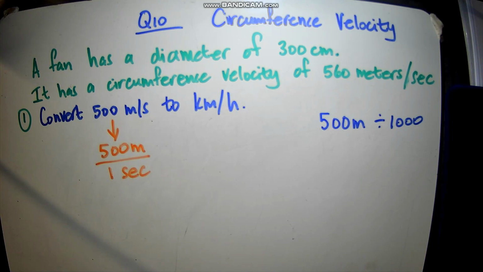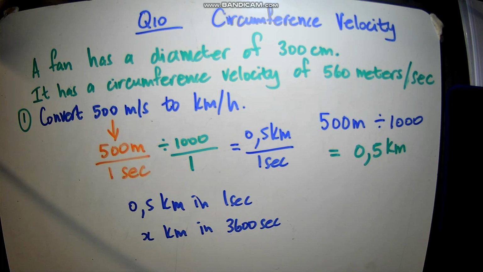When you go to the bigger unit, you divide. So there are 500 meters divided by 1000 because there's 1000 meters in a kilometer. The K means 1000. So we are going to divide. We are going to a bigger unit. Meters is smaller than kilometers. So dividing it, we will get 0.5 kilometers in 1 second.